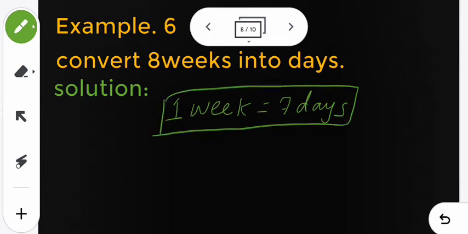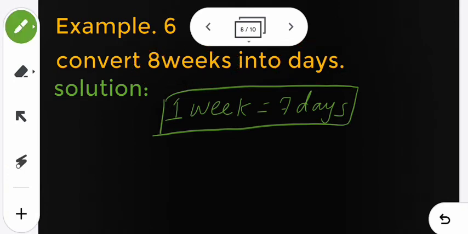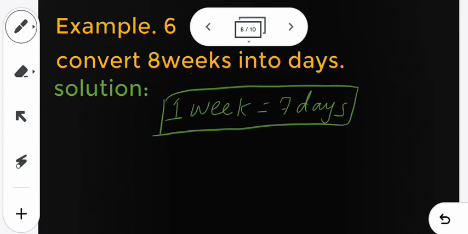This is a formula. Now we have to see whether to multiply or divide. For that you have to find the big and small one. In week and day, which is big and which is small? Here week will be the bigger one. Days will be small. So big to small. So what you have to do here? Multiply. When you convert the big one to the small one, you have to multiply.